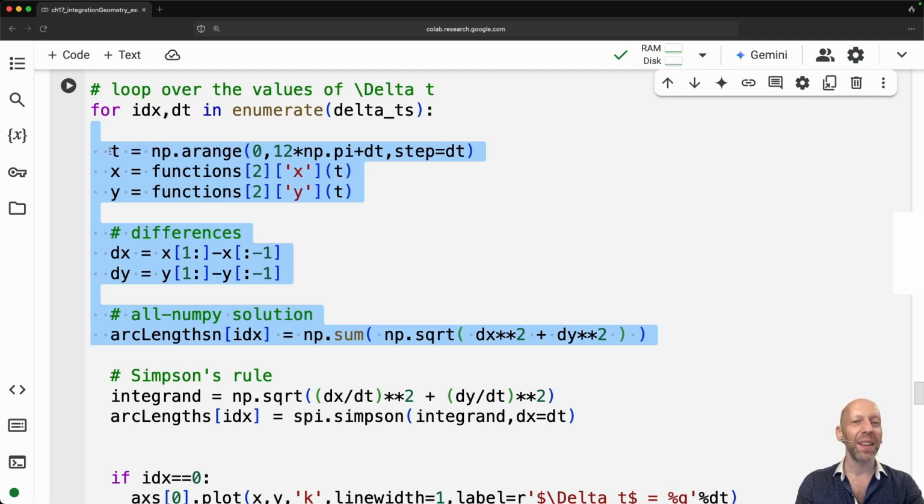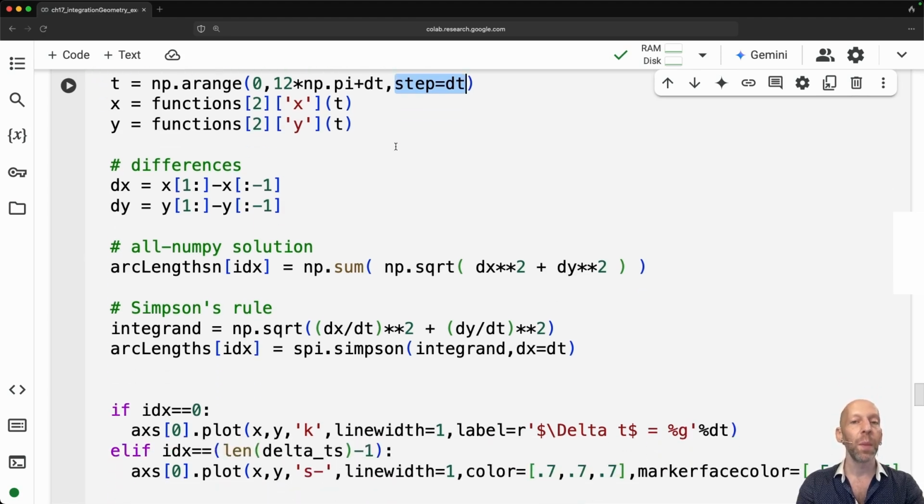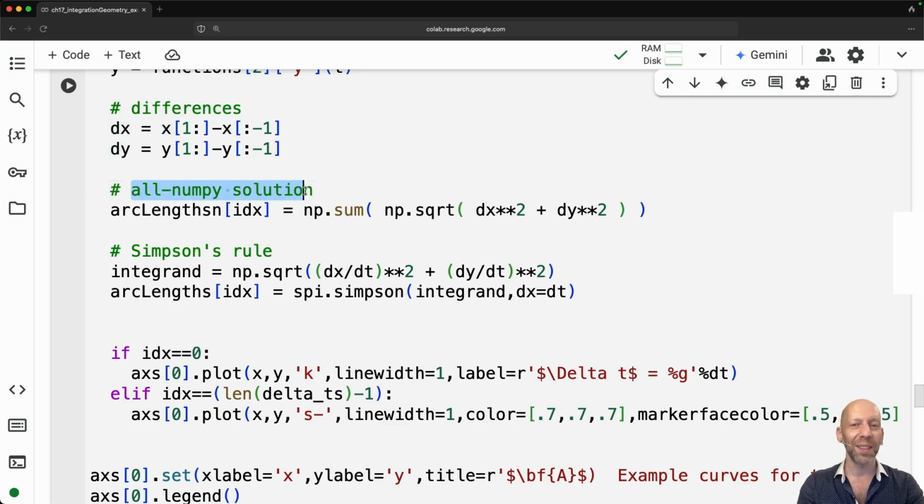So here I'm defining the variable t, the parametric variable t, and then x and y using the lambda functions that I defined in exercise 6. So this variable functions was created in exercise 6. And again, the domain is always the same for plotting. What changes with each iteration in this for loop is the delta t. Here are the differences, dx and dy. This I call the all NumPy solution. So these are the lengths of all the individual line segments, and then I'm summing them all up.